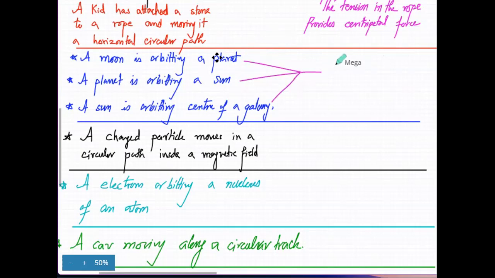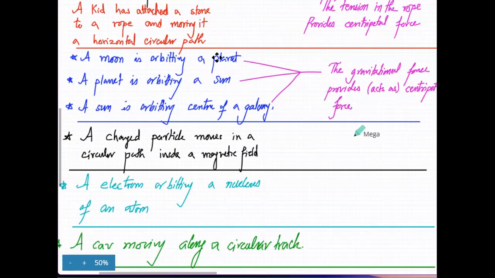What provides centripetal force in the case of planets and satellites? Answer is the gravitational force provides, or actually acts as, centripetal force.